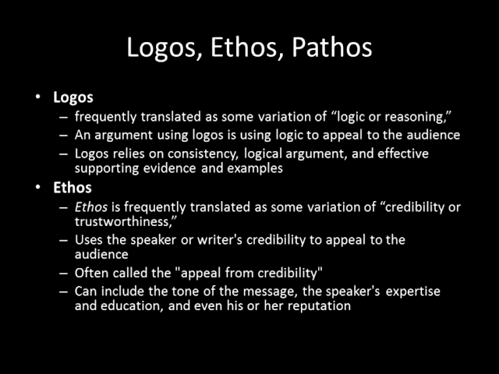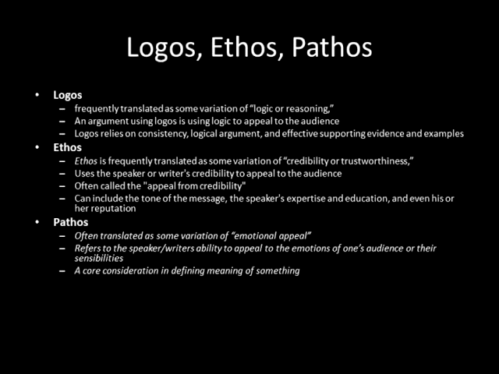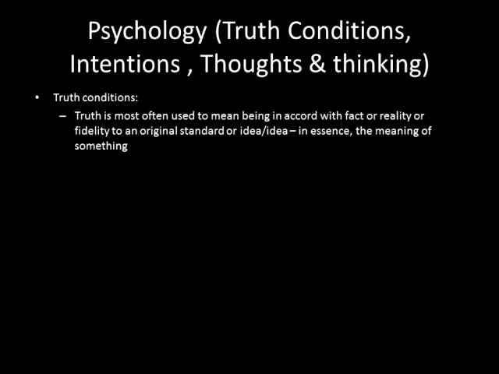Thus, this includes a variety of indirect symbols, namely such as the tone of the message, the speaker's expertise, education, and even their reputation. Lastly, pathos is often translated as some variation of emotional appeal, referring to the speaker or writer's ability to appeal to the emotions of the audience, their sensibilities, and in many cases is considered a core consideration in defining the meaning of something, so their emotional attachment towards it.